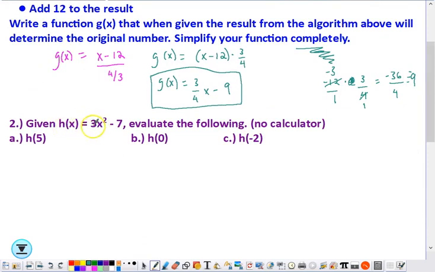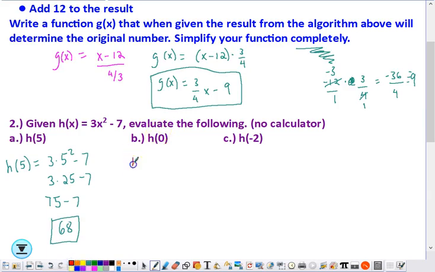Given h of x equals 3x squared minus 7, evaluate the following. The first thing I'm looking for is h of 5. So I'm going to go 3 times 5 squared minus 7. Again, you should pause the video if you haven't worked on these problems already and work on them. So I'm going to follow the order of operations. There's no parentheses here, so I'm going to square first. 3 times 25 minus 7. 3 times 25 is 75. And then minus 7 would be 68.